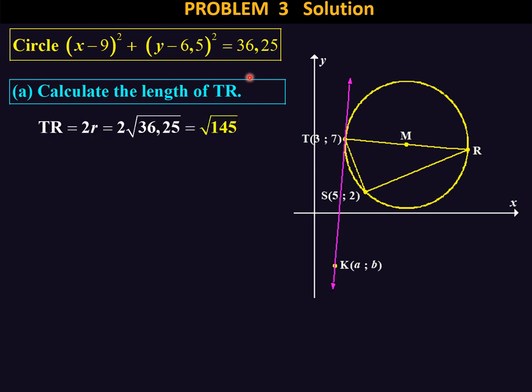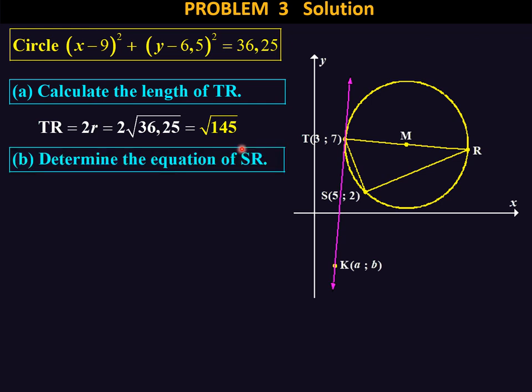That's very easy. It's twice the radius, so there's twice, that's the radius. I can read it off from my given equation, and we simplify that, square root of 145. Next question, determine the equation of SR.